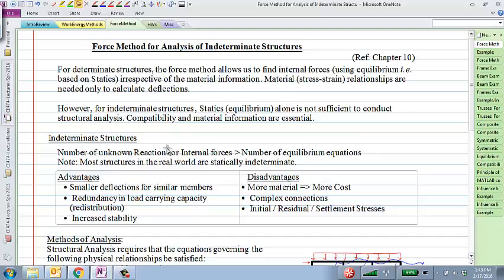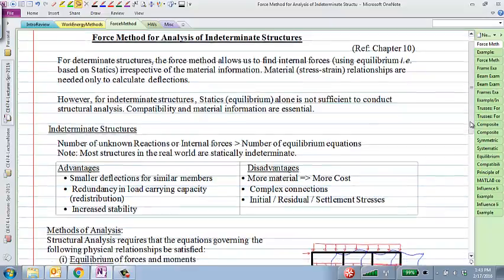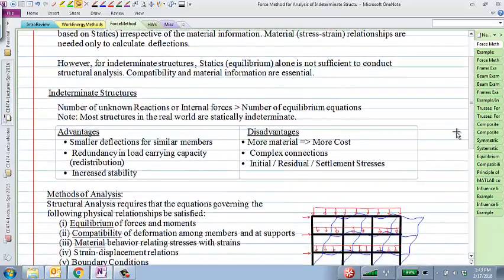So that's in general true for indeterminate structures, and they are of course characterized by how the number of unknown forces, reactions, or unknowns in general is greater than the number of equilibrium equations we have. If that's true, it's an indeterminate system, right? We've seen those types of indeterminate systems lots of times.